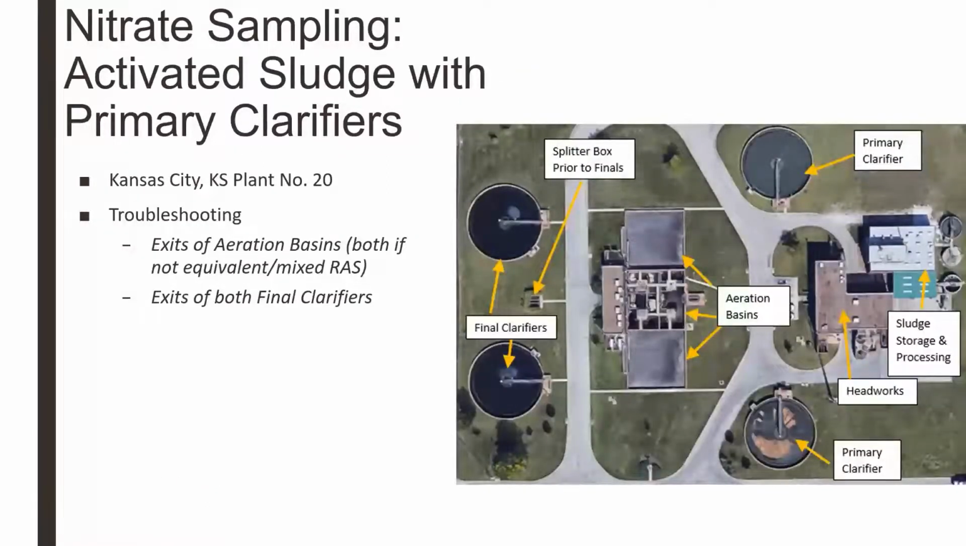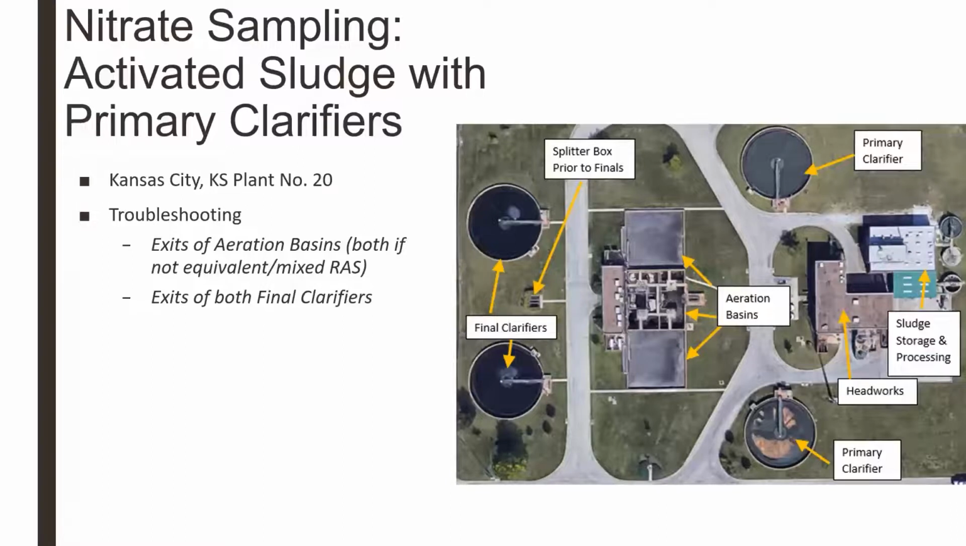We're now going to move to an activated sludge plant with primary clarifiers. This is here in Kansas City, Kansas, plant number 20. Here, you're really going to be looking at the exits of the aeration basins, and it's going to be every overflow from an aeration basin because each one of these could have different factors that are leading to successful nitrate removal or unsuccessful nitrate removal.